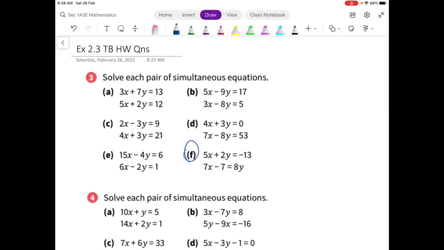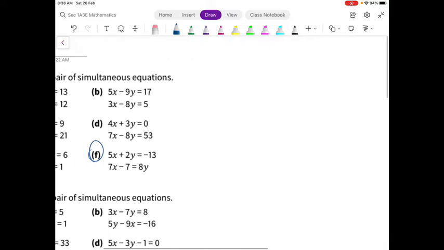In this video, we will be solving simultaneous equations using substitution method. And these questions are from our textbook, exercise 2.3. We begin with question 3F. So as usual, we call the first equation number 1. We call the second one equation number 2.